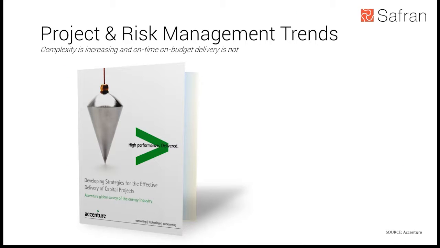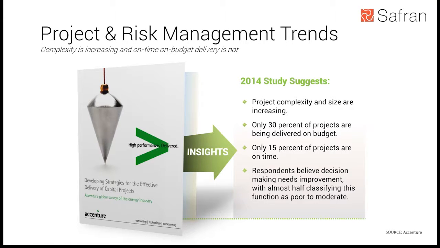So Accenture did a study on recent project and risk management trends, and the insights from this are really interesting. Project complexity and size are increasing. We all know that. We see this every day. But more critically, only 30% of the projects being worked on are delivered on budget. So 70% are over their original budget, and only 15% of projects are on time. So 85% of projects are over duration.